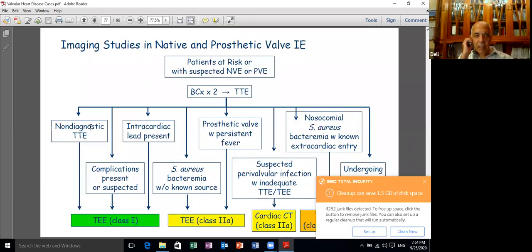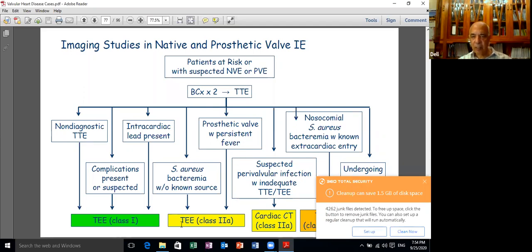And in addition, a transesophageal is a class 2A indication if there is evidence of Staph aureus bacteremia without a known source. If there is a known source for the bacteremia, it's a class 2B indication. If there is any suspicion of prosthetic valve endocarditis complicated by persistent fever, and if there is any suspicion of paravalvular extension of the infection and the TTE and TEE are not informative, then this is a class 2A indication for cardiac CT, maybe CT PET scanning, because the hyperactivity of the inflammatory tissue will light up this area and facilitate the diagnosis.